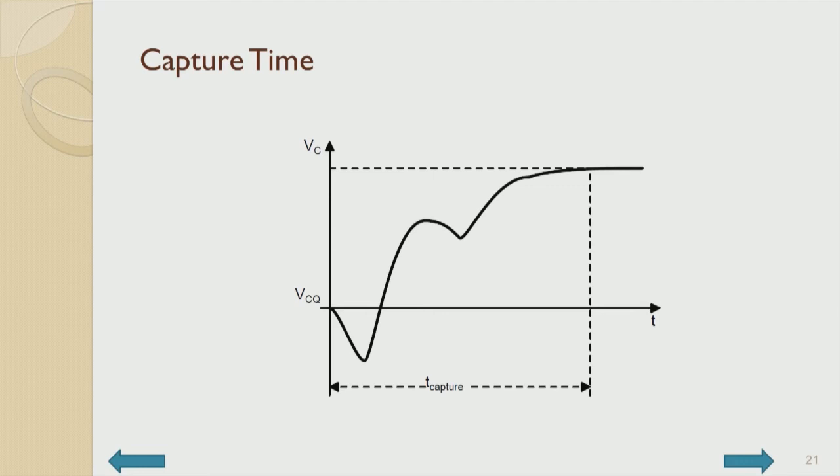Now, the process of capture, or capture time, is more complex. So, let us again consider VC versus time. When a signal comes within the capture range, how does the capture take place? Let us consider that the VCO is at omega naught Q, and an input frequency within the capture range is applied as a step input at the input of the PLL, a step frequency change. How does the capture take place?